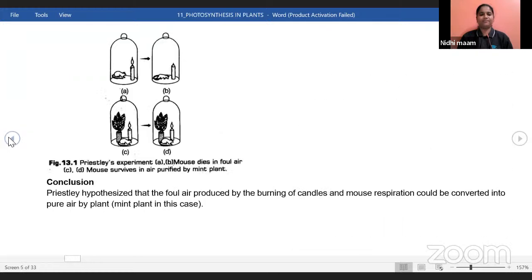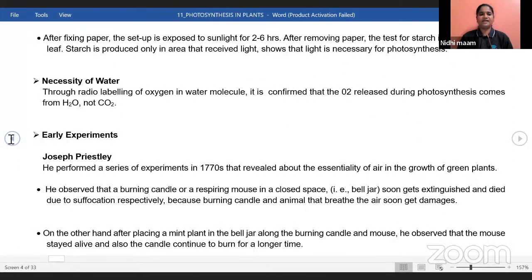Yes, tell me. Joseph Priestley, our experiment. He performed a series of experiments in 1770. What else did he reveal? Essentiality of air in the growth of green plants. Essentiality of air is nothing but essentiality of carbon dioxide and water. Then on the other hand, okay, they have explained his experiment.